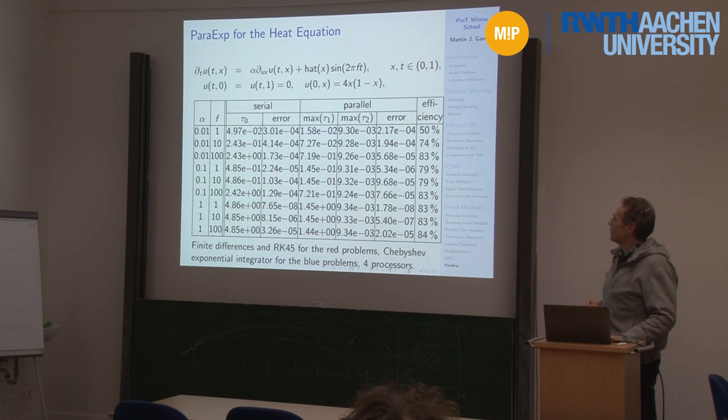I tried to get the variant for nonlinear problems. And then you have to iterate because it's nonlinear. And it turns out this gives you a parareal method where the coarse problem is a ParaExp problem. This is really weird. It's surprising.